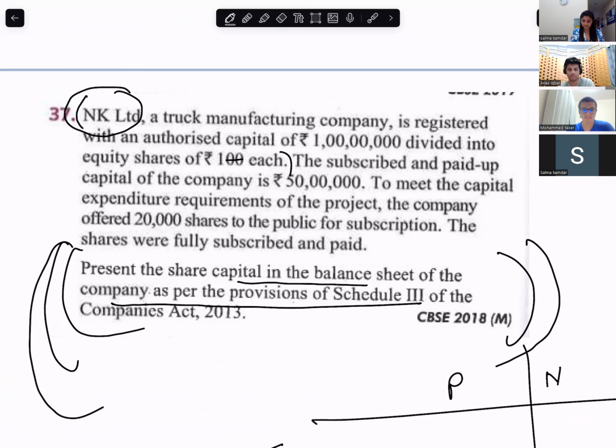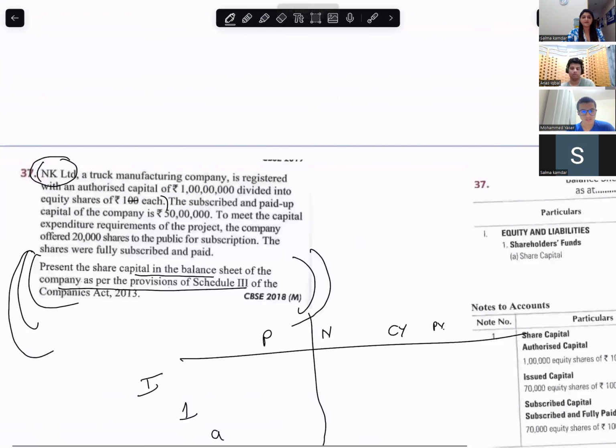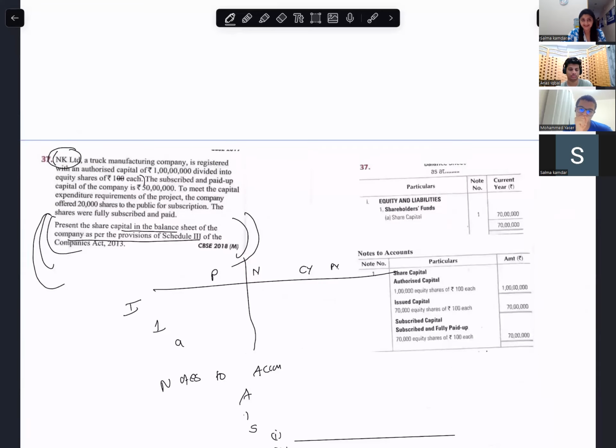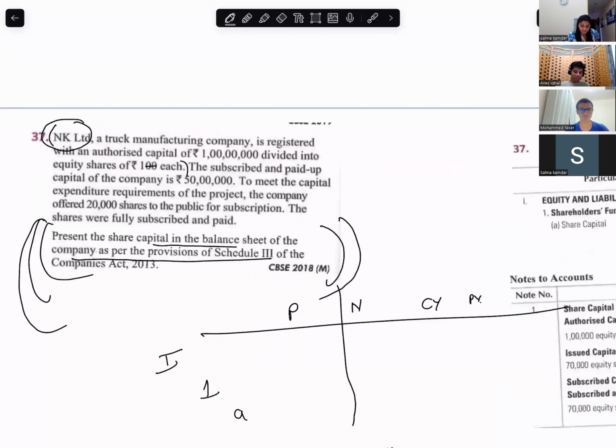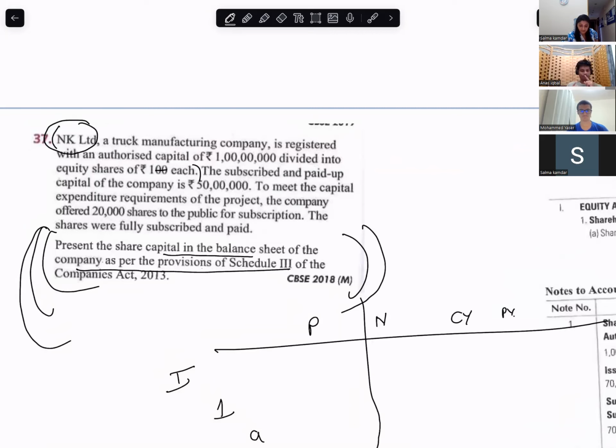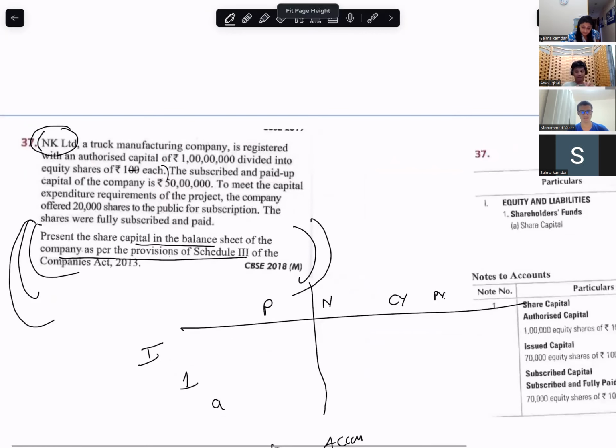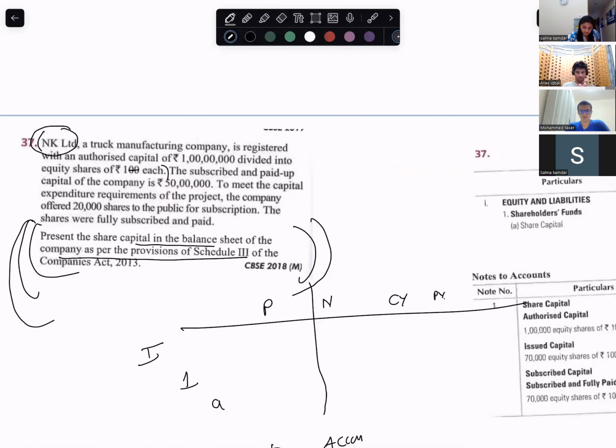How much? I'm giving you 2 minutes time. Read, keeping the solution in mind, and tell me if you have any doubt. There is one authorized capital. Authorized capital with 1 lakh equity shares of rupees 100 each is 10 lakhs. This is authorized share capital. Actually, it is 1 lakh equity shares of 100 each.